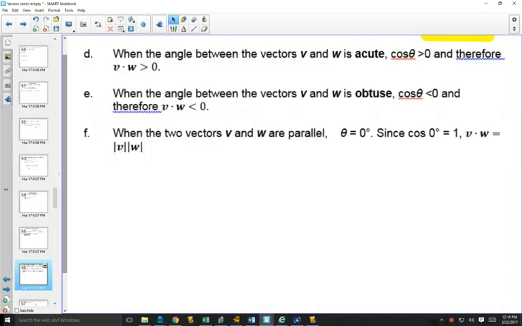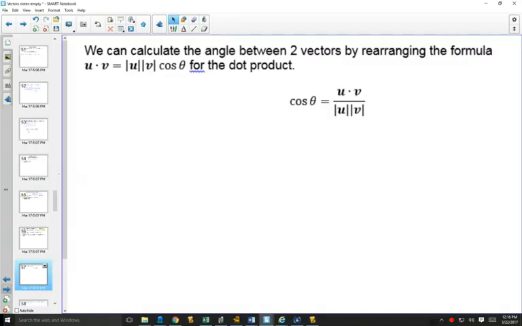And when two vectors are parallel, then the angle between them would be 0 degrees. And since cos of 0 is equal to 1, your dot product is just the length of v times the length of w, or the two lengths multiplied together. So anytime we want to calculate an angle between two vectors, and this is where vector math saves us a ton of time compared to our Cartesian math before, we just rearrange that formula, and it's going to be your dot product divided by the length of u times the length of v.